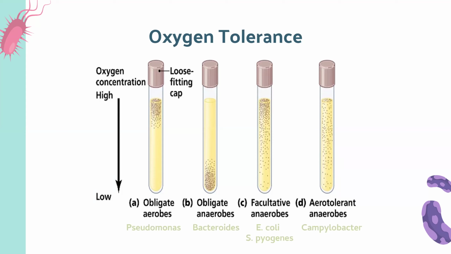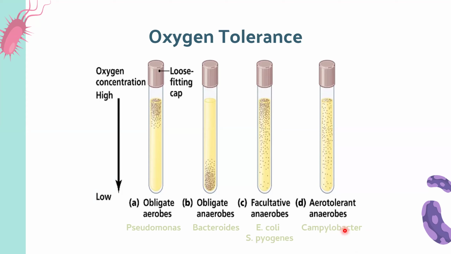Okay, now looking at those different types of bacterium here, we can see obligate aerobes, an example of that is Pseudomonas. Obligate anaerobes, an example of that is Bacteroides. Facultative anaerobes, E. coli and Strep pyogenes. Aerotolerant is like Campylobacter. Out of these, the ones we will be discussing today are Strep pyogenes and Campylobacter. So just keep those two in mind.